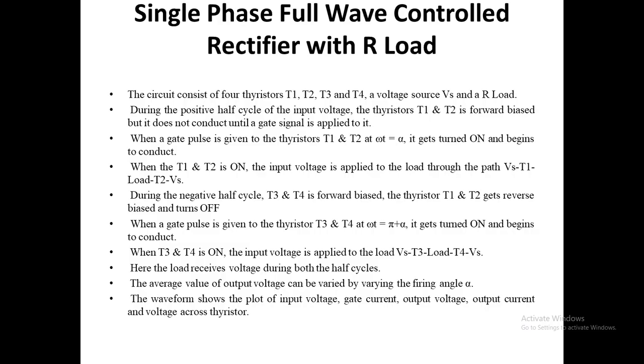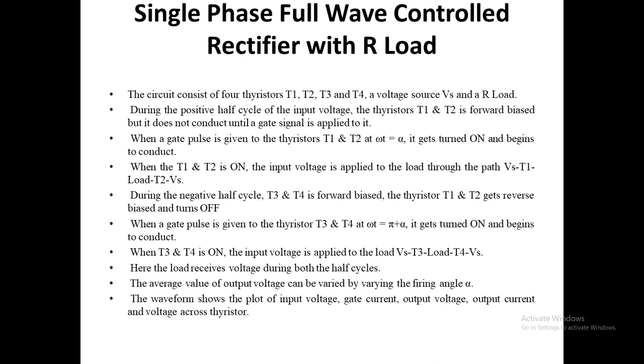So these are the explanations. The circuit consists of 4 thyristors T1, T2, T3 and T4, a voltage source Vs and a resistive load. During the positive half cycle of the input voltage, the thyristors T1 and T2 are forward biased, but they are not conducting until a gate signal is applied. When a gate pulse is given to the thyristors T1 and T2 at omega t equal to alpha, they get turned on and begin to conduct. When T1 and T2 are on, the input voltage is applied to the load through the path Vs, T1, load, T2 and Vs.